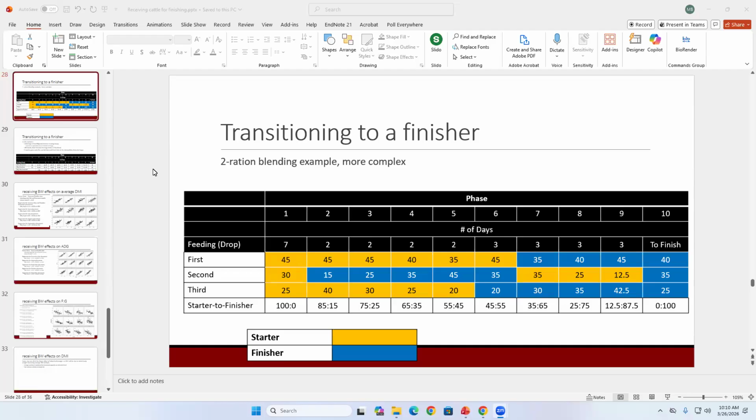Okay, so know the advantages and disadvantages of these two transition strategies, and be able to say what it is that makes you capable of doing the two ration blending system.